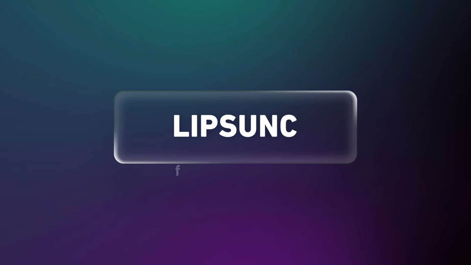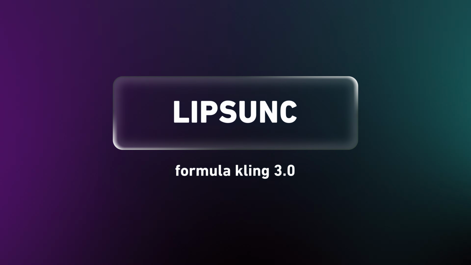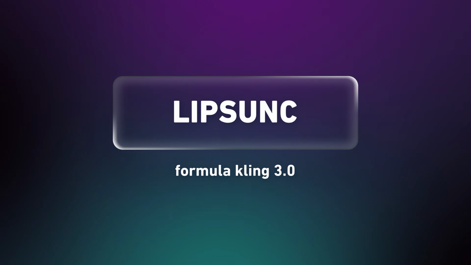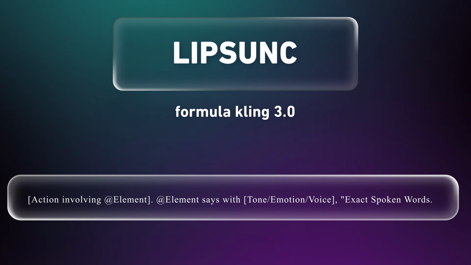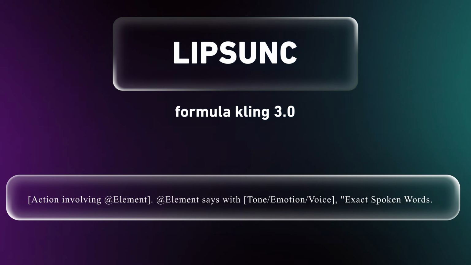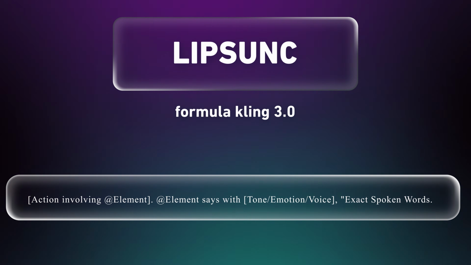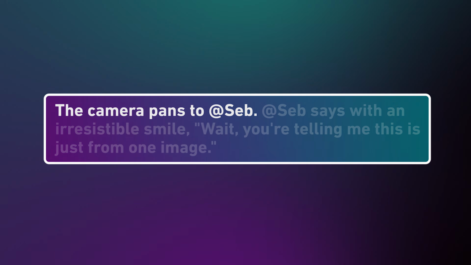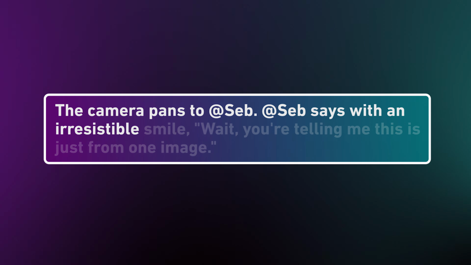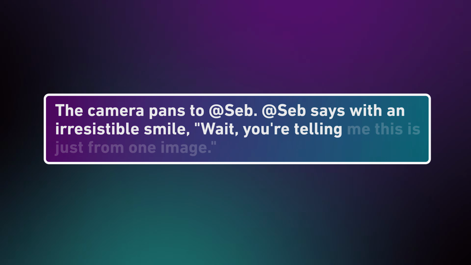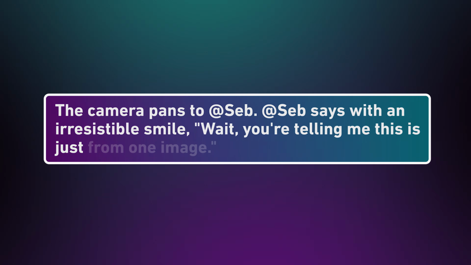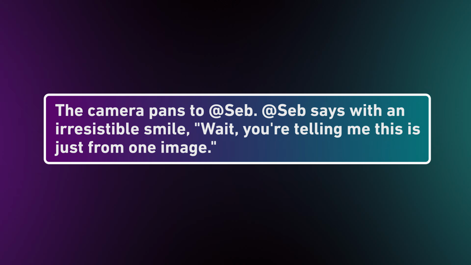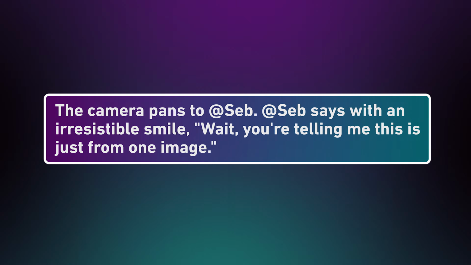To get the best lip sync and emotional delivery in Kling, the structure of your prompt is everything. You want to follow this specific flow: action, then character, then emotion, then dialogue. First, describe the action using your tag. For example, the camera pans to Seb. Then, immediately use the tag again to trigger the speech. Seb says with an irresistible smile, followed by your quotes.